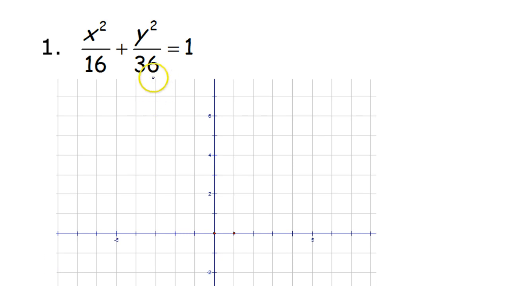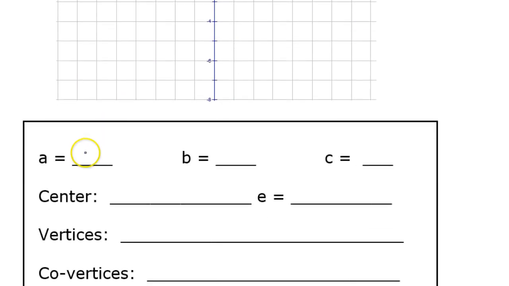Getting back to problem number 1, remember that the a value is always going to be the bigger number, and the b value is always going to be smaller. That tells us that the 36 is a squared, and the 16 must be b squared. So that means, of course, that a is 6 and b is 4.